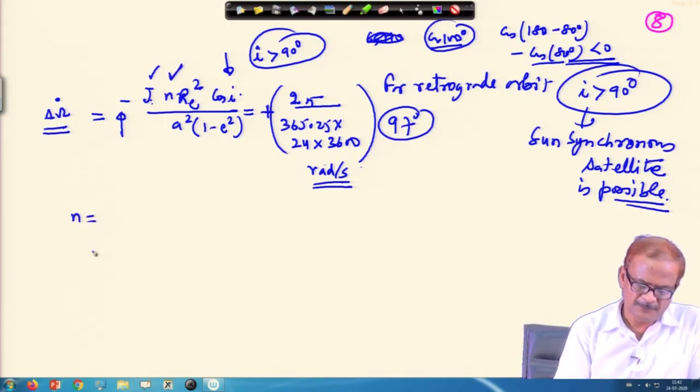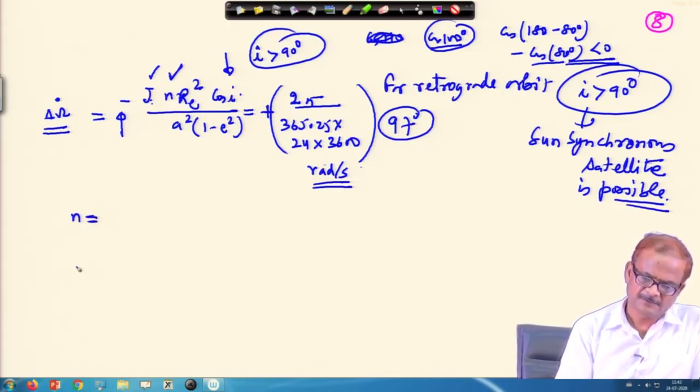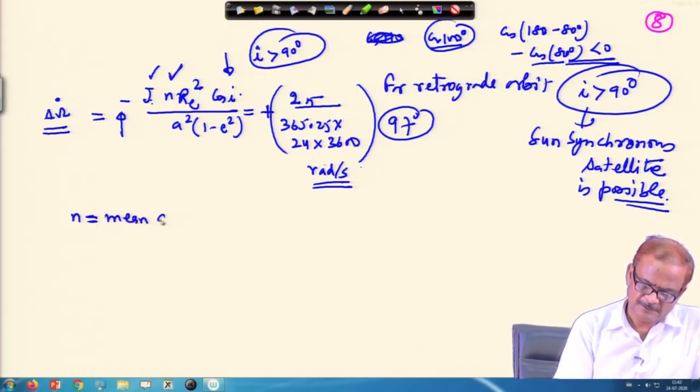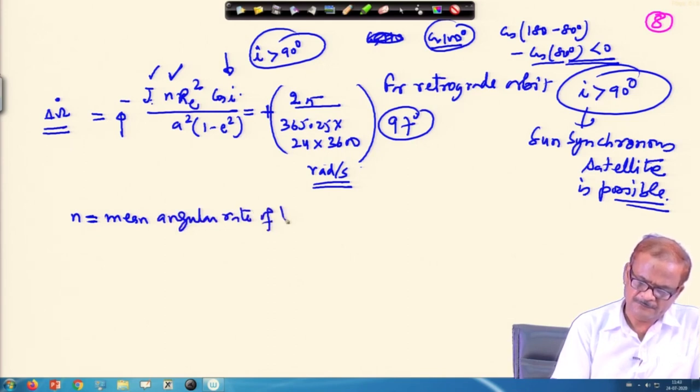n is nothing but the mean angular rate of the satellite. This is the mean angular rate of the satellite.